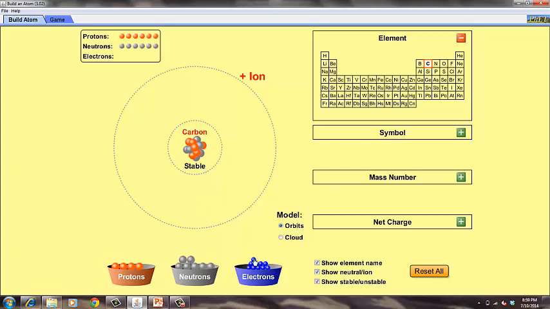Now we need to give it some electrons. Notice the first 2 electrons I give it go into this first energy level. Once the first energy level has 2 electrons in it, that first energy level is considered full. There's no more room, so I have to move to the next energy level. The next energy level can take up to 8 electrons, but for carbon we only need 4 to make it a neutral atom.